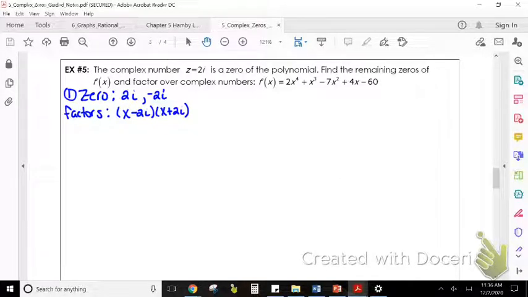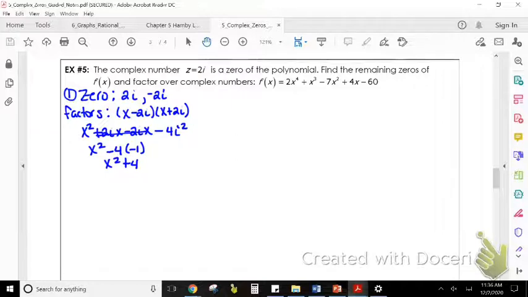All right, so let's go ahead and multiply this. So I'm going to do my FOIL. And so we get x squared. Those two cancel, minus 4, and remember i squared is -1. So we end up with x squared plus 4.